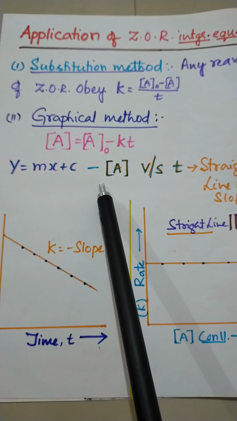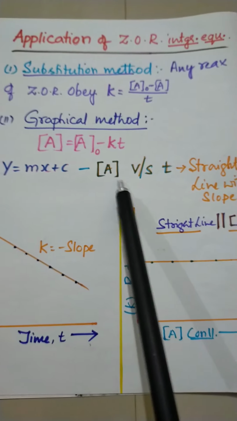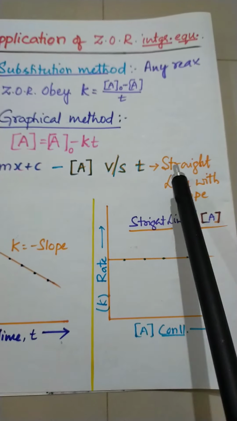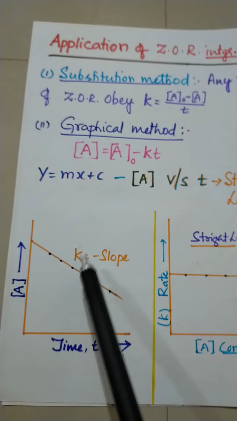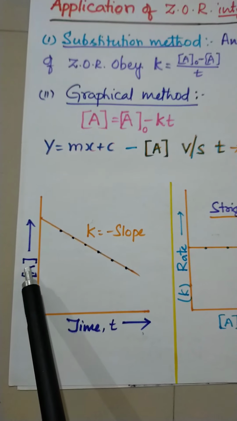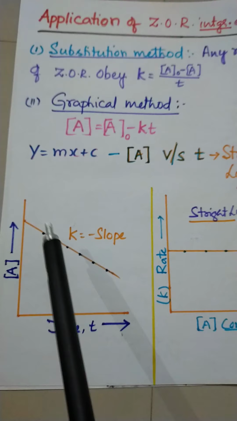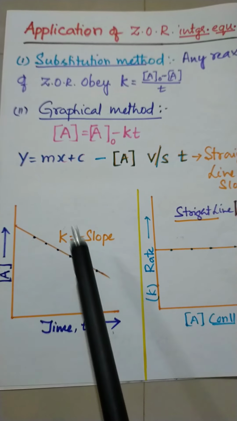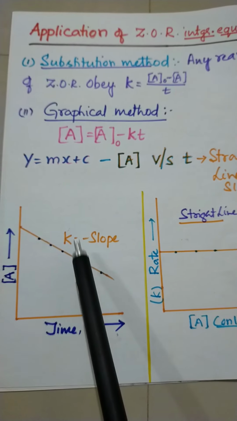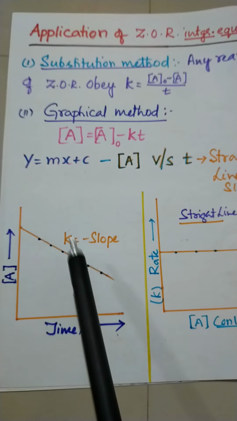Then we draw [A] versus time, and a straight line with a slope will come. A straight line with slope. This is concentration [A] versus time t. Then we get the slope as k, a negative slope. This is the graphical method of the zero order reaction.